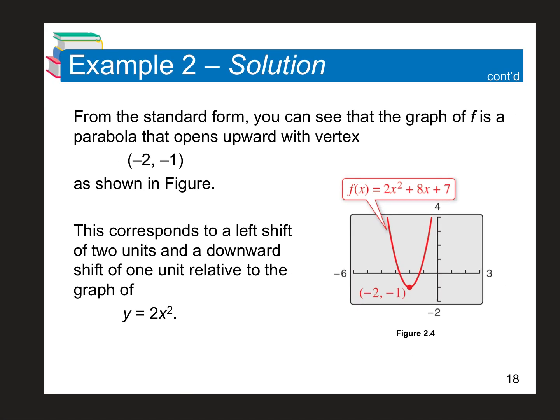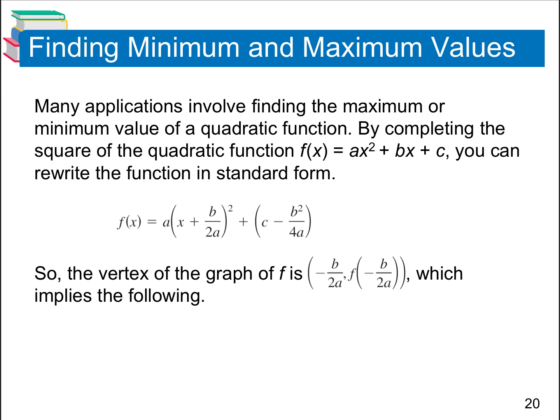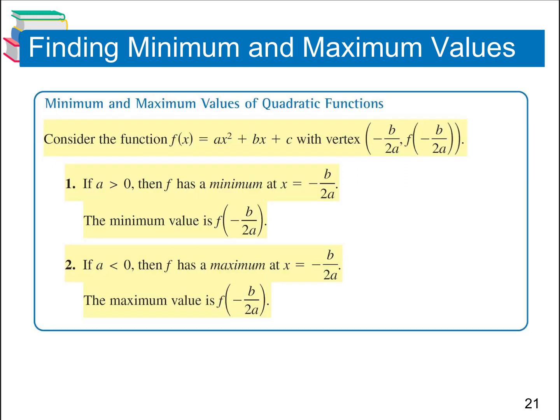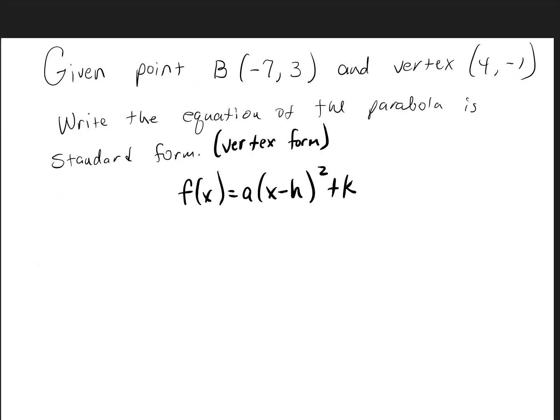I just went over all of this. Negative b over 2a. We just went over all of this. This is fantastic.